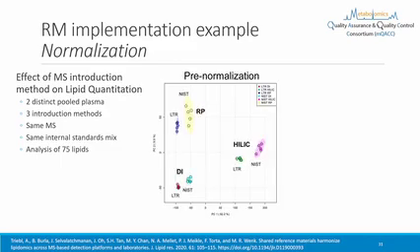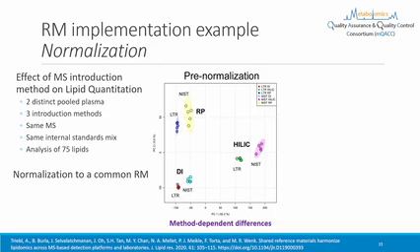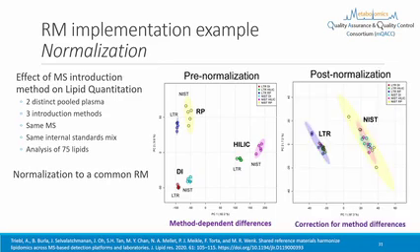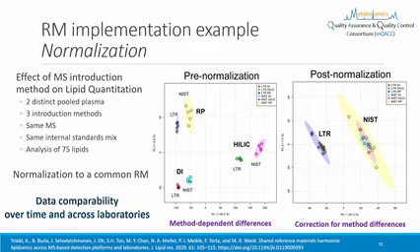So their initial data analysis showed, yes, there are 2 different plasma materials, but there's also an effect of method. So they decided to normalize their data to SRM 1950, which has community-sourced reference values for these 75 lipids. And they were able to correct for the method differences so that we're only looking at the biological difference of the samples. So data comparability over time and across labs is quite important for data harmonization.